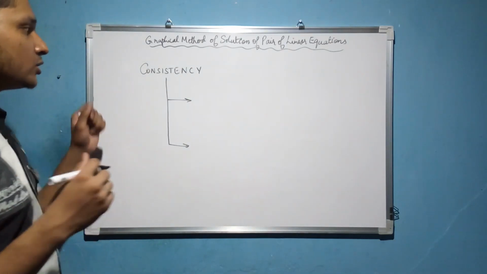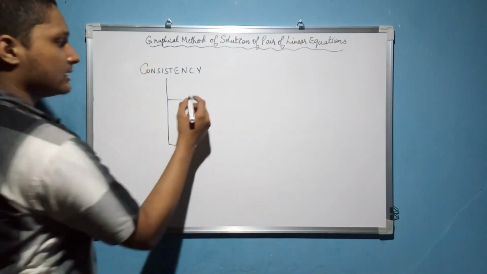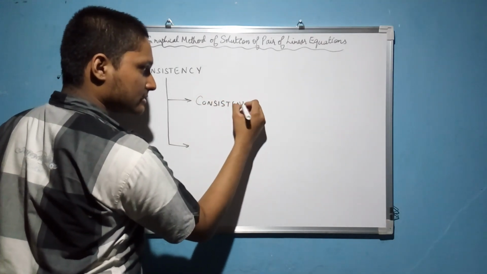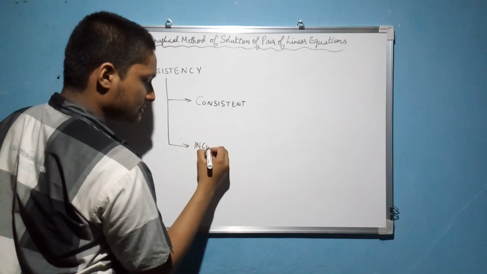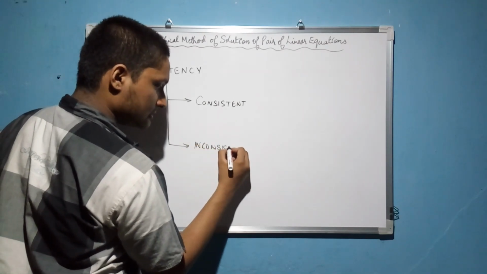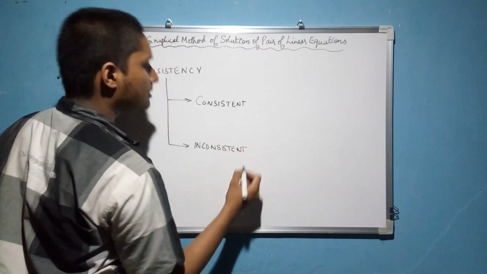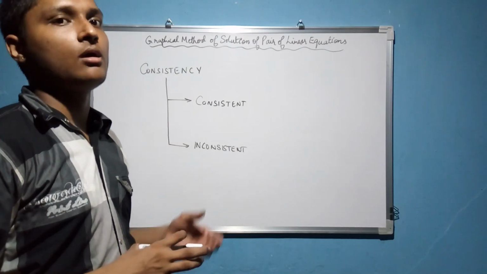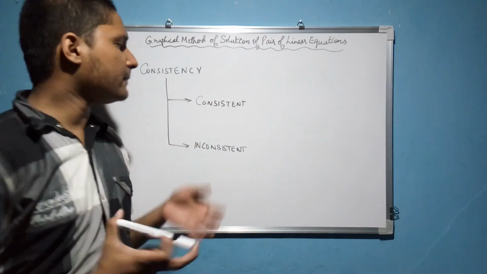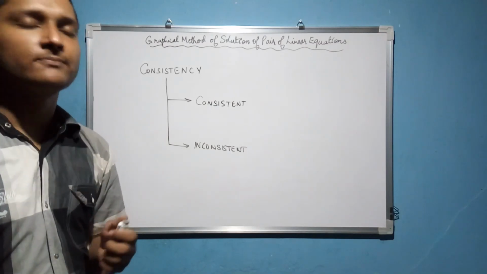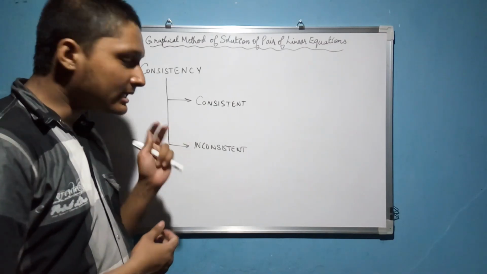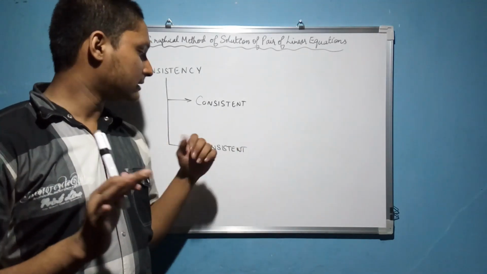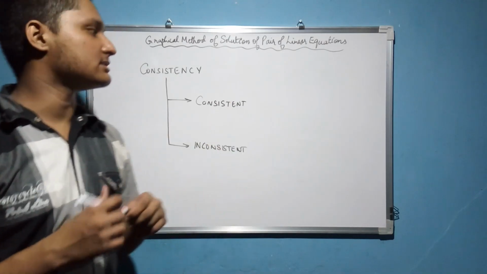So consistency is of two types. They can be either consistent or inconsistent. Consistent stands for having a particular solution or more than one solution, depending on the pair of linear equations in the two variables. Inconsistent refers to there being no solution, no proper solution, for the pair of linear equations.